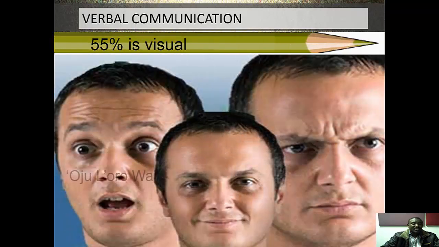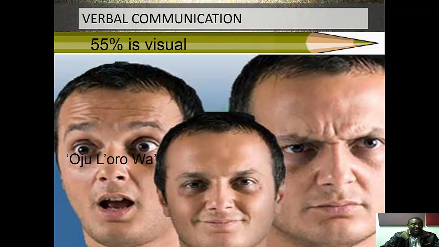55% of our verbal communication has to do with the visual, what we see in the person that is speaking or the person that we are speaking to. That is why the Yoruba have an adage that says, Oju loro wa. That means the communication is in the eyes. It's what we see. You may be talking, and what you are saying, you don't really mean. We can see it in your eyes.